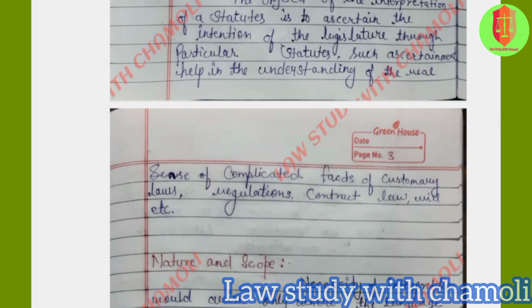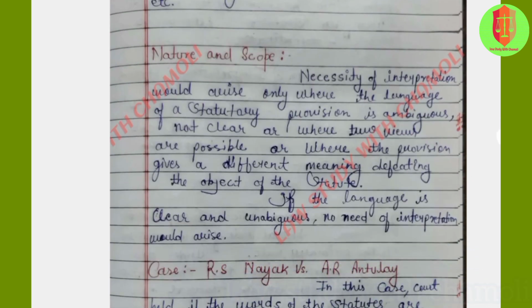The object of the interpretation of a statute is to ascertain the intention of the legislature through a particular statute. Such ascertainment helps in the understanding of the real sense of complicated facts of customary rules, regulations, contract law, wills, etc.